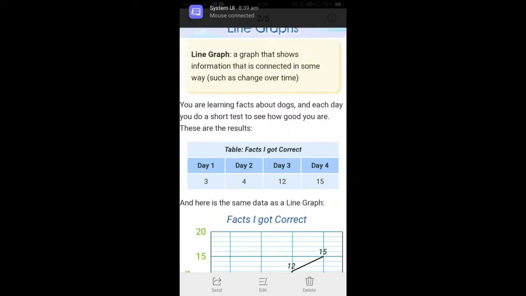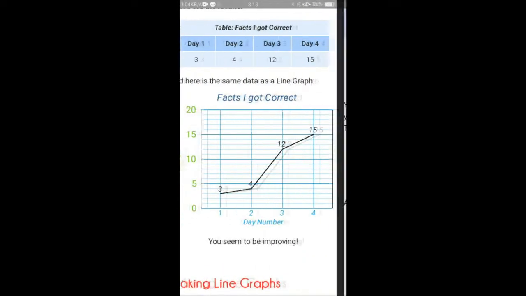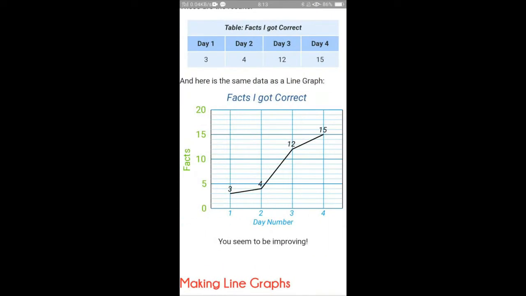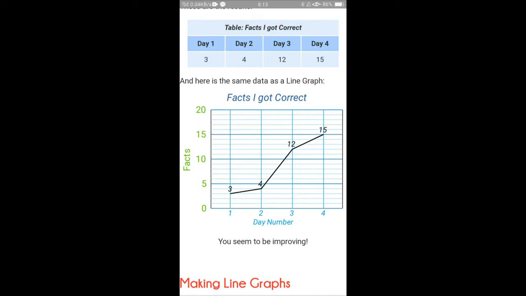What is a line graph? A line graph shows information that is connected in some way, such as a change over time, as simple as a line. With the help of the line, when it shows the information, it's called the bar chart. As I can show, a table and a graph are given, that means these are the questions, right? Based on these questions, we're going to work on these bar charts.